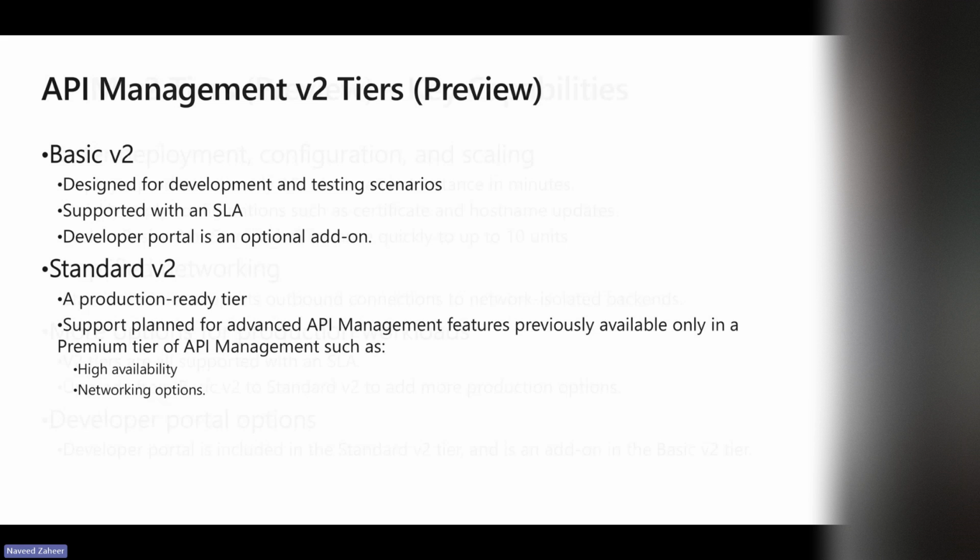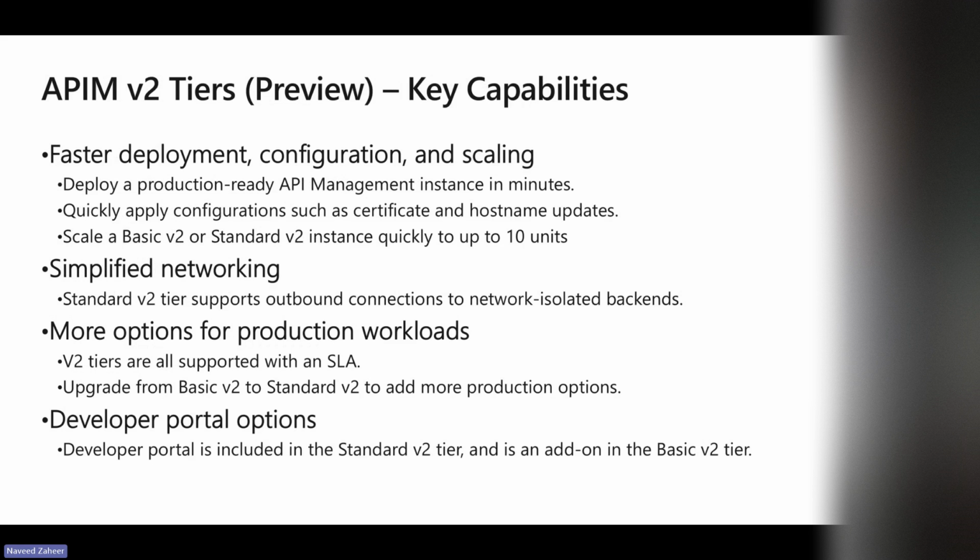And here is some more detail about it that you may want to know. One of the key things that they addressed with this basic V2 and standard V2 is the speed with which you can deploy. I'm sure if you have deployed API management instances in the past, you know that it used to take at some point 1 hour, 45 minutes, and that's a long time when we are talking about cloud. And we will show you a demo.